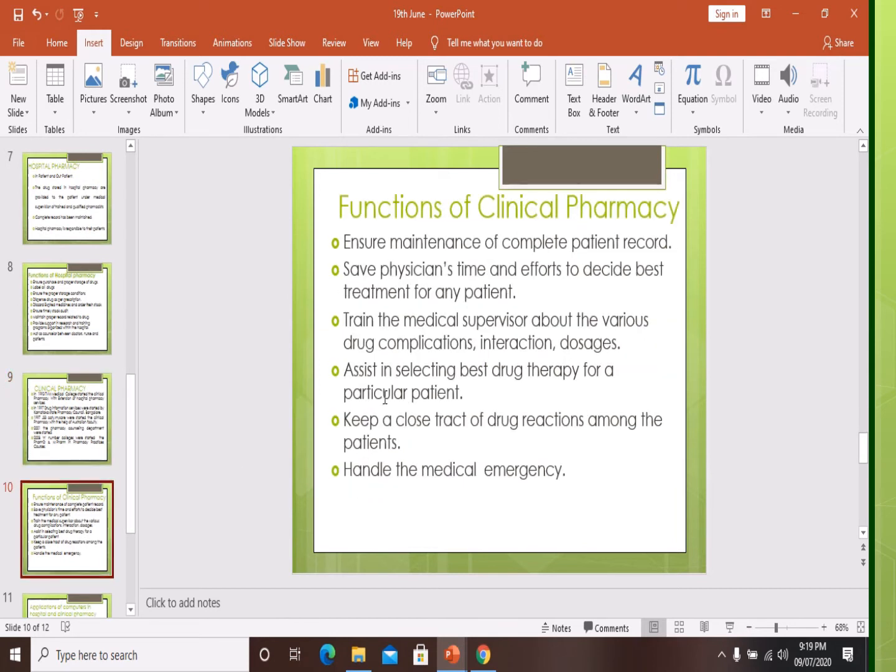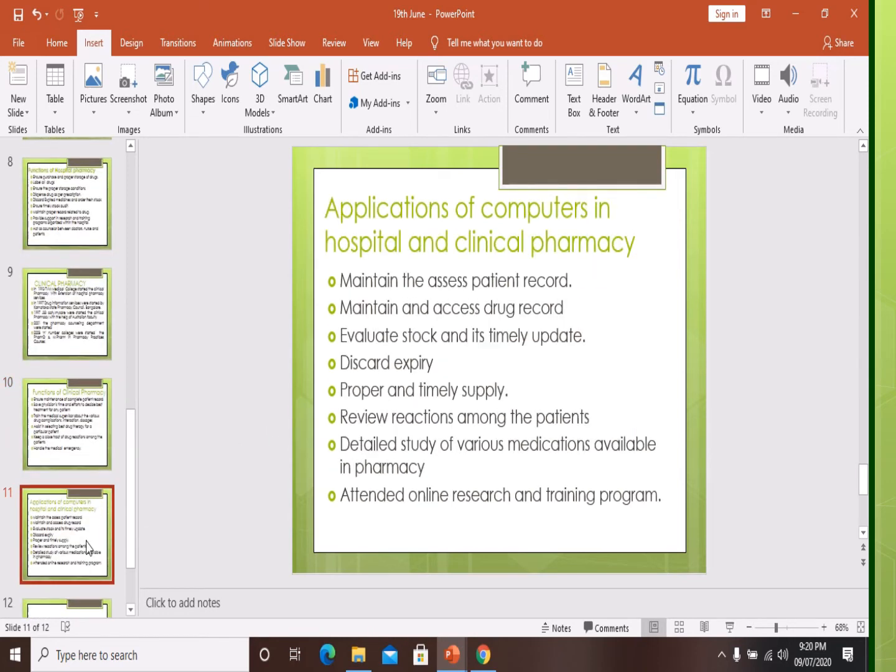And the functions of clinical pharmacy: ensure maintenance of complete patient records, save physician time and effort to decide the best treatment for any patient, train and maintain supervisors about the various drug complications, interactions and dosages, assist in selecting the best drug therapy for a particular patient, keep a close track of drug reactions among the patients, and handle medical emergencies. So these are the functions of clinical pharmacy.